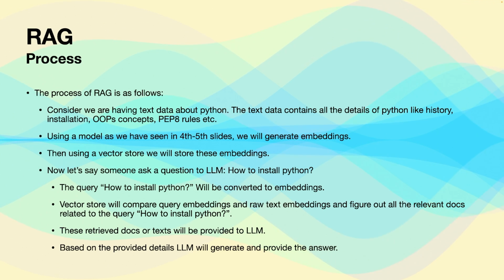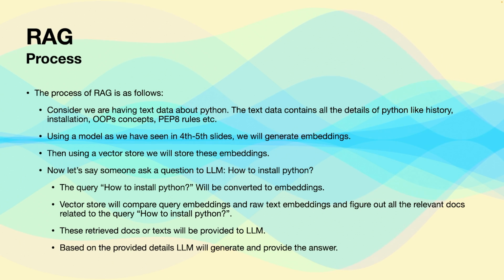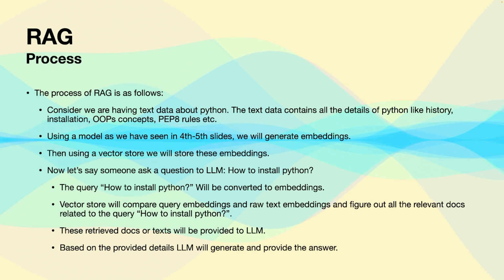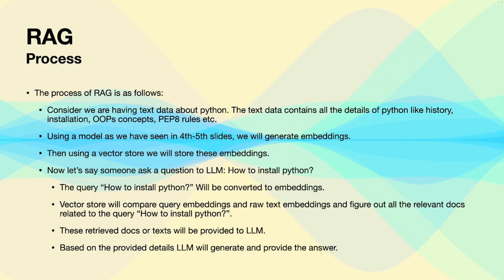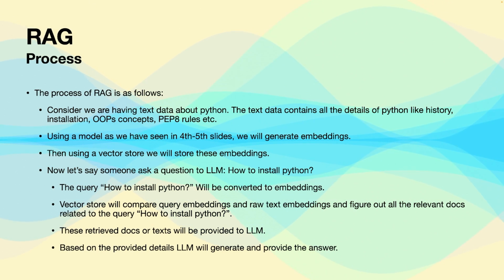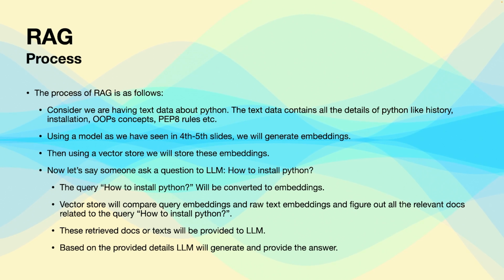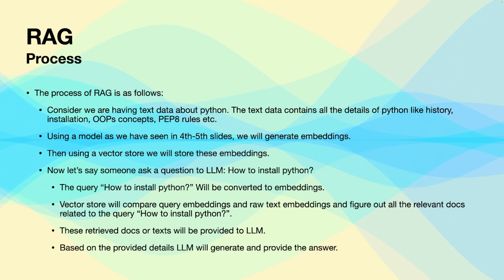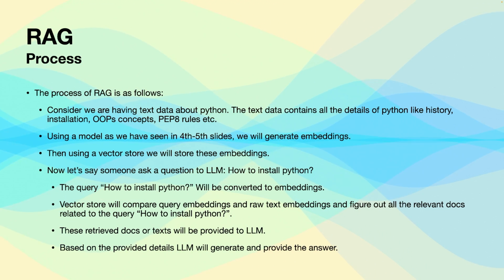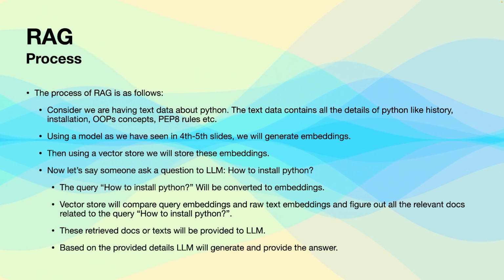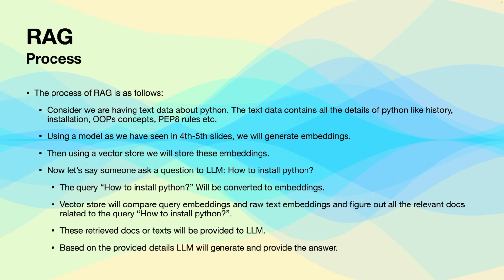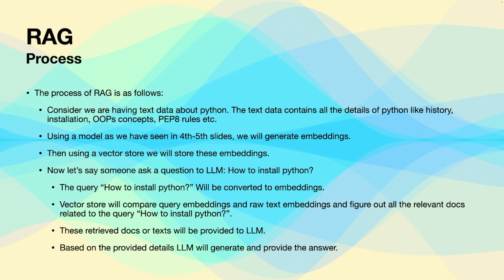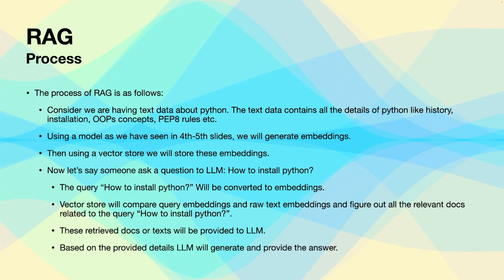Consider that we have text data related to Python, which contains information like Python's history, installation steps, OOPS concepts, PEP8 guidelines, etc. This text data will be our raw text data. In the RAG pipeline, the first task is to convert this raw text data into embeddings. As seen earlier, we can use a model to generate these embeddings. The next task is to store the embeddings so that we can refer to them in the future. For this, we can use vector stores like FAISS or ChromaDB or any other vector store, which will also function as the retriever.